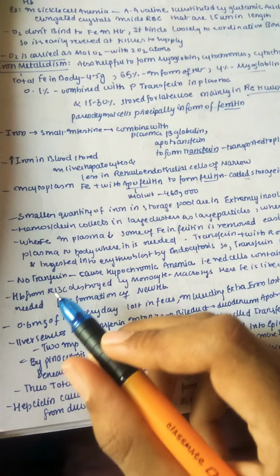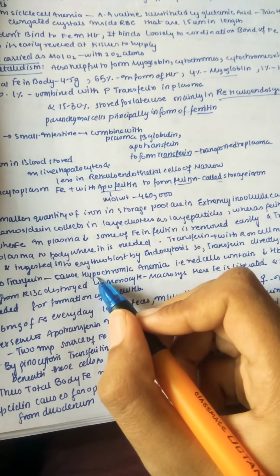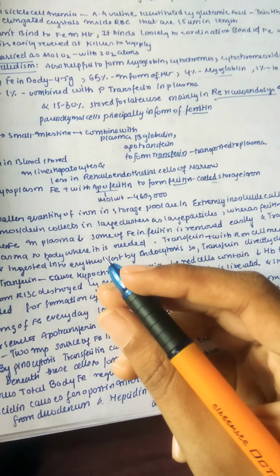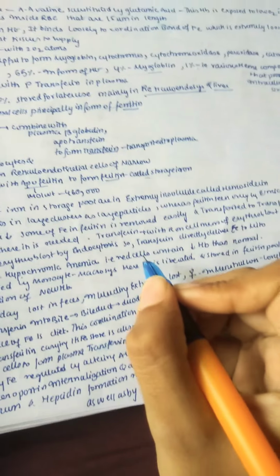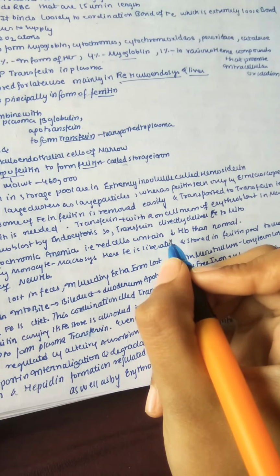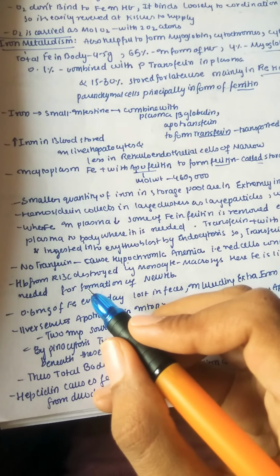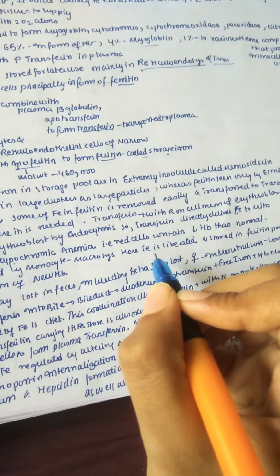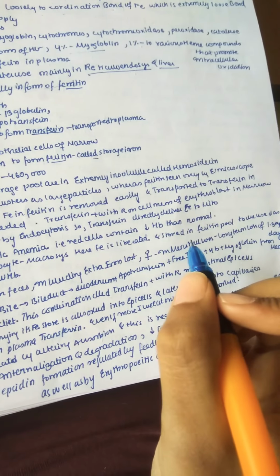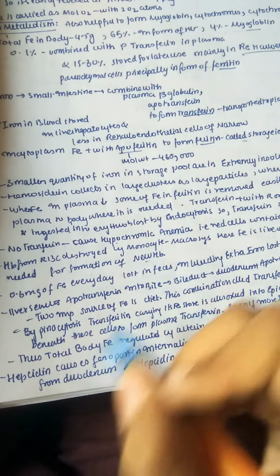Next, if there is no transferrin, this causes a hypochromic anemia because there is no transfer of iron for hemoglobin. Chromic refers to the concentration of hemoglobin, so in hypochromic anemia the red cells contain less hemoglobin compared with normal. Hemoglobin from the RBC is destroyed mainly by the monocyte macrophage system. Here the ferrum is liberated and stored in the ferritin pool, and it can be used again when needed for the formation of new hemoglobin.